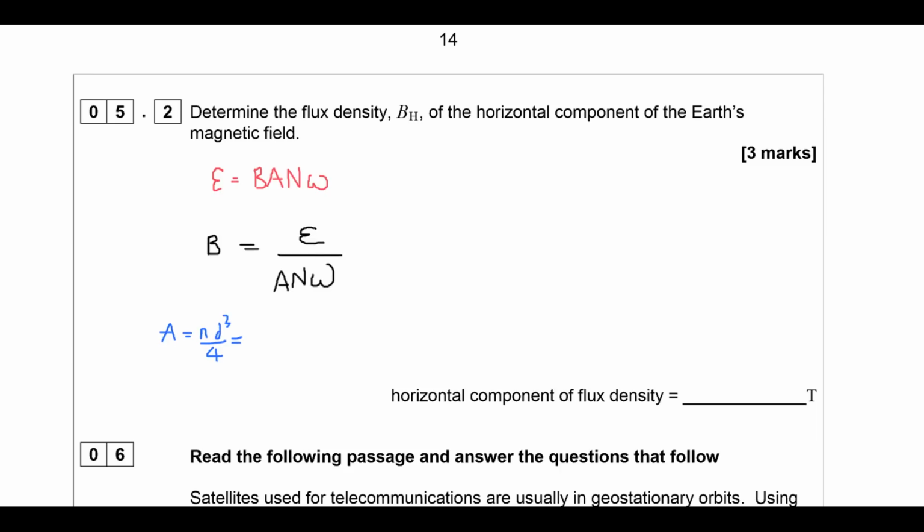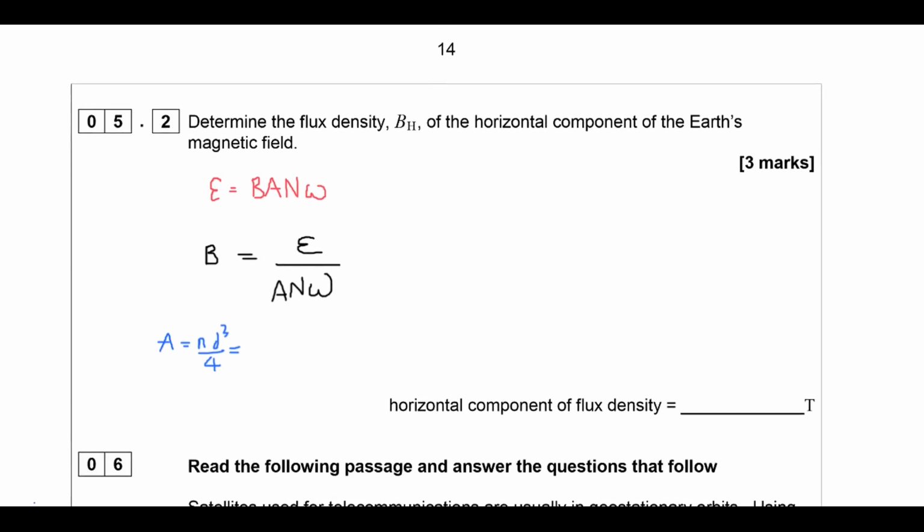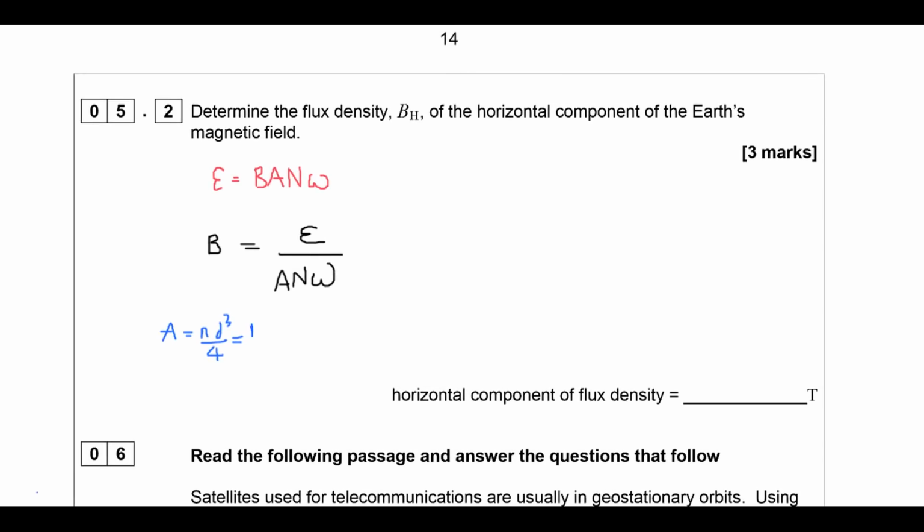We were given the diameter, which was 35 centimeters. So that's going to be pi times 0.35, we need it in meters, squared, over 4. So let's calculate that now. 0.35 squared times pi divided by 4, and that gives us 0.096 and so on, meters squared.